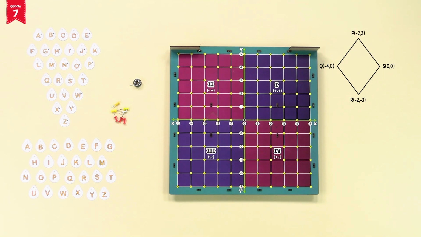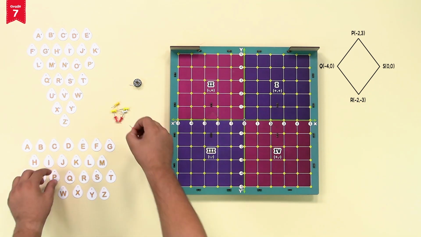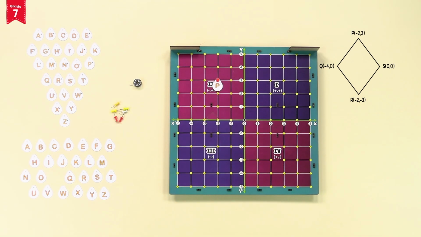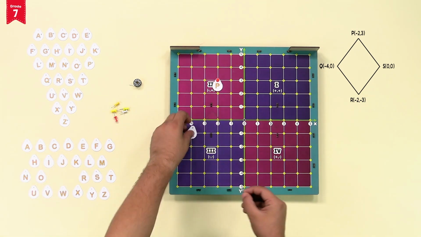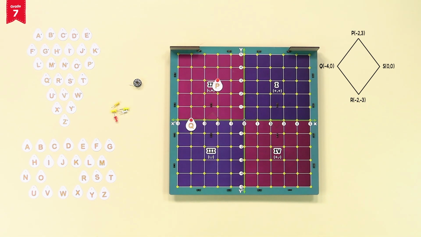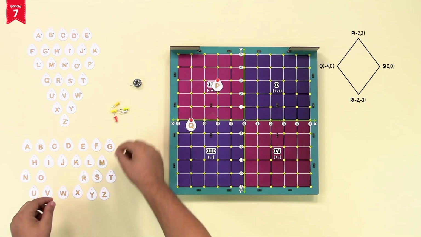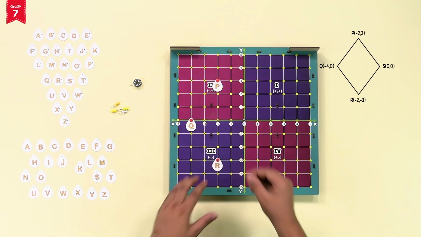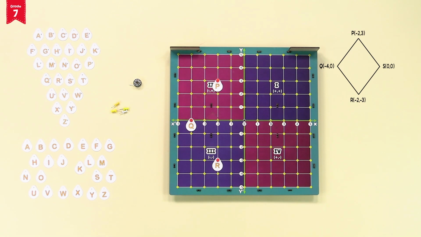Fix the alphabet tag P at -2, 3. Alphabet Q at -4, 0. Alphabet R at -2, -3. And alphabet S at 0, 0.